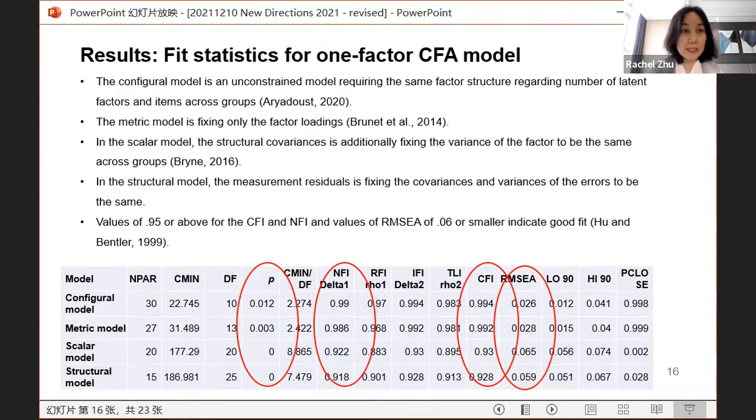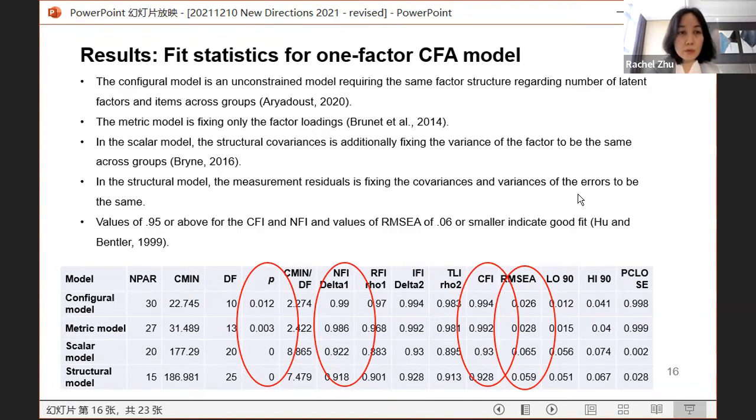The Configural model is the unconstrained model requiring the same factor loading regarding number of the latent factors. And the metric model is fixing only the factor loadings, and the Scalar model means that the structural covariances is additionally fixing the variance of the factor to be the same across the groups. And the structural model down here means that the measurement residuals is fixing the covariances and the variances of the errors to be the same. Simply speaking, these models are nested one by one.